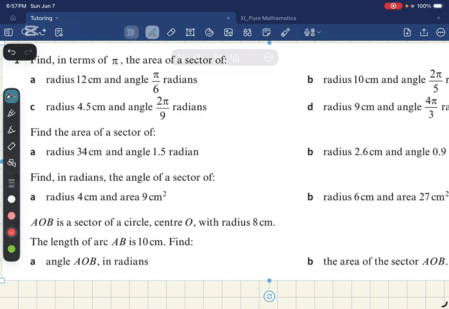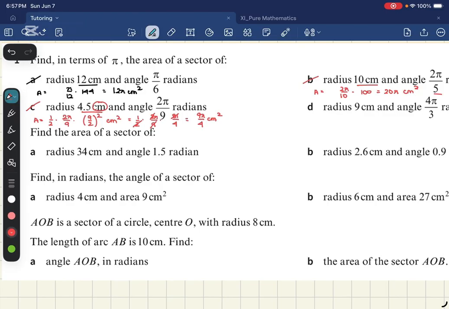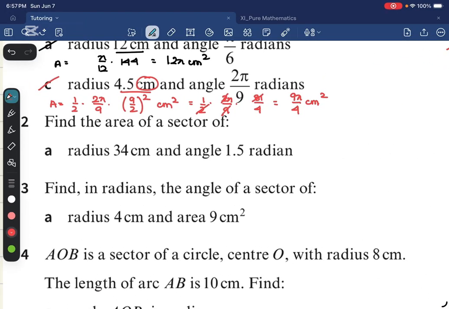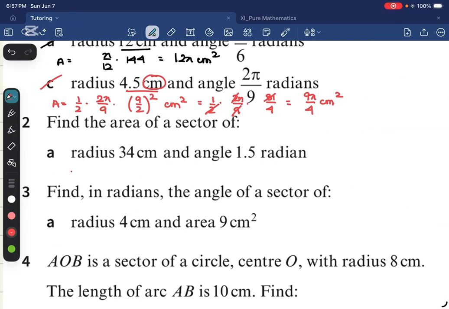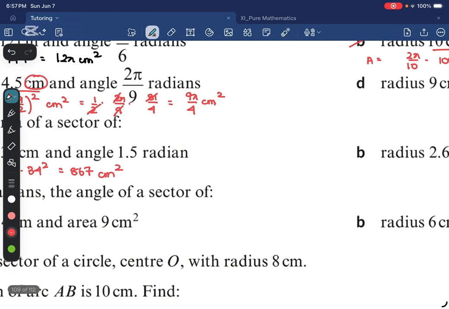So now I'm not going to do D. I'll leave that for your own, but it's very straightforward. Just use the formula half theta r squared. So pretty much question 2 is the same. The area is just half times theta, which is 1.5, times radius, which is 34 squared. And if you plug this into your calculator, you get 867 centimeters squared.